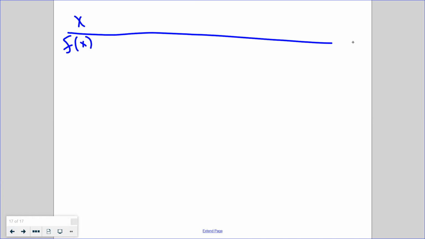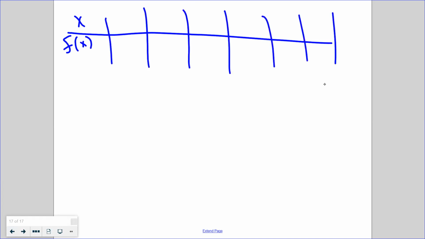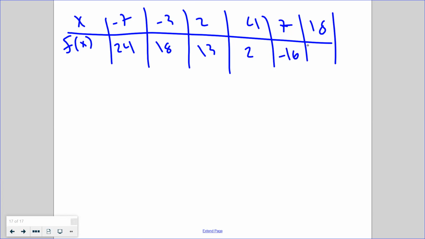So I can make a quick one really quickly to show you. If this is x, this is f of x, and this goes, I don't know, like -7, -3, 2, 4, 7, 18. And then here we can go 24, 18, 13, 2, -16 and -32. This is a terrible graph. All right, just some random table. I have no clue what it's gonna look like. Just some random thing I made.